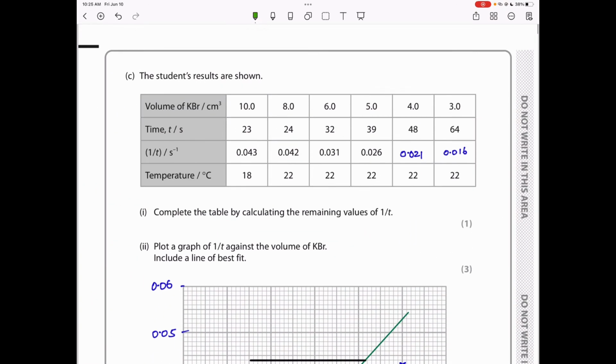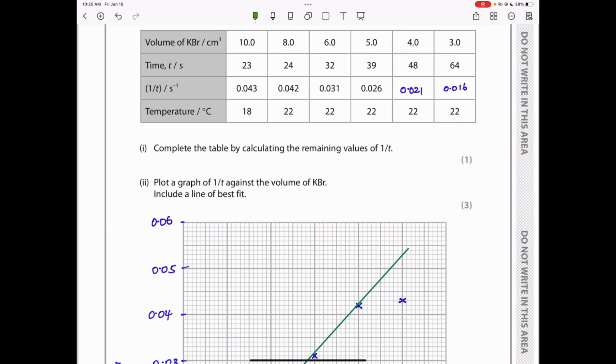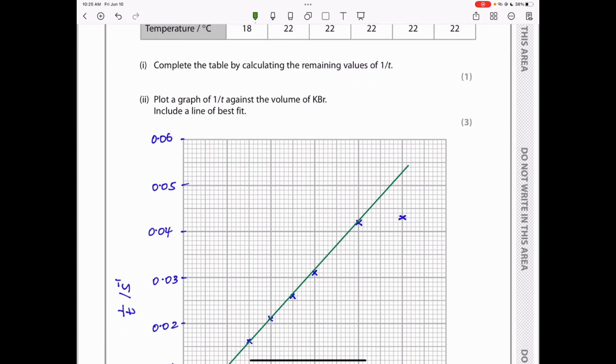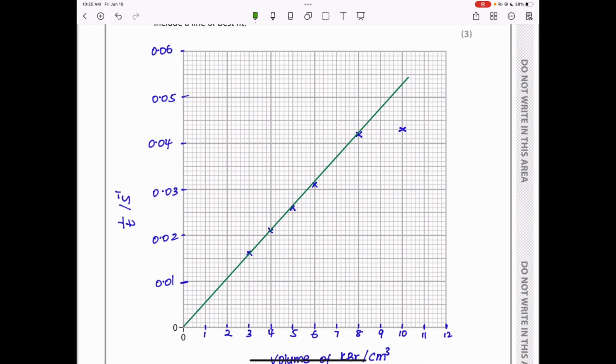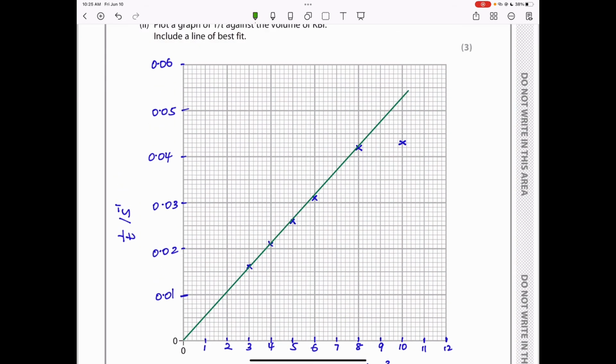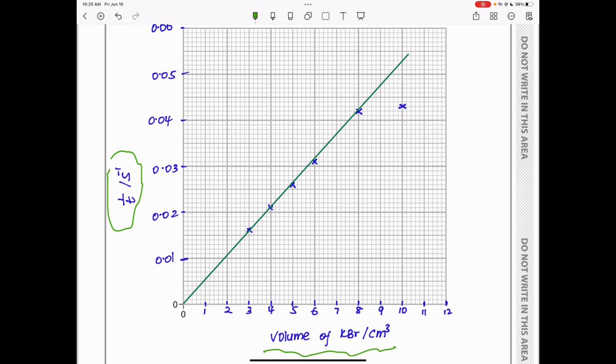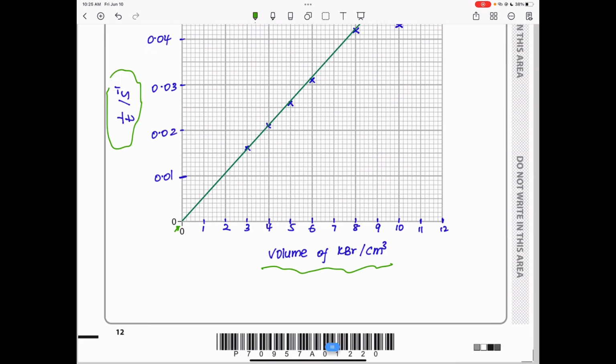The next part says the student results are shown. So these are the results of the experiment. They say complete the table by drawing the remaining values of 1/t. I used my iPad to draw this, so the lines may not be that straight, but it's okay. So let's see. We have the y-axis, which is going to be 1/t, and the units are per second. Get a good scale. And then the x-axis is going to be volume of potassium bromide in centimeters cubed. Ensure that this line goes through the origin, and then draw the line of best fit, passing through the possible points, again through the origin. And then let's go to the next part.